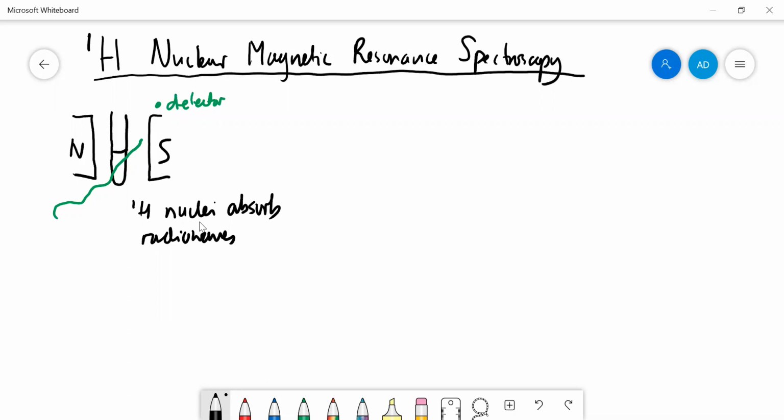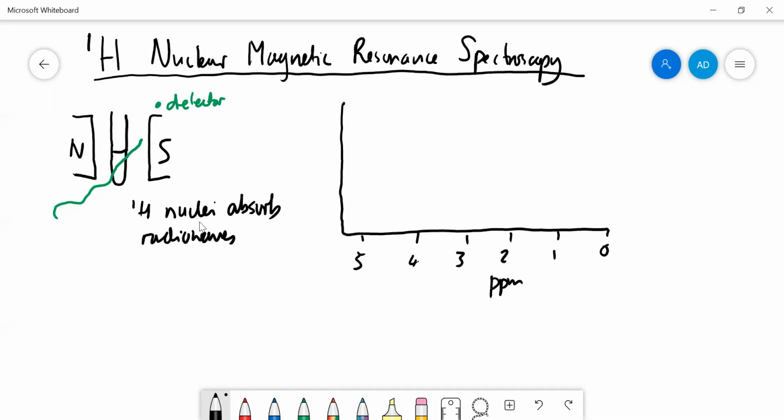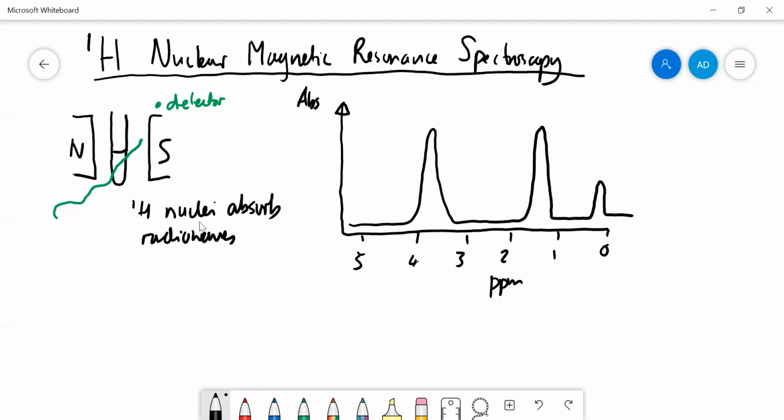Okay, so what does a spectrum look like? A very basic spectrum. Well, you'll have something like this. This scale is usually marked as ppm. We'll talk about what that means later. And you'll see something like this. What's on the y-axis, sorry, is your absorbance of the radio waves.